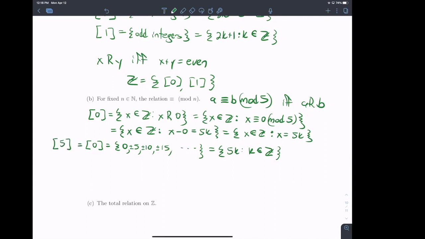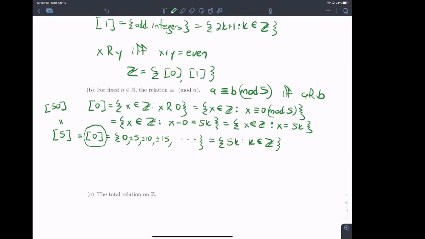In that sense, I could choose equivalent representative 0 to represent that class. I could choose 5. I could choose 50. We could pick anything from that equivalence class, and I'll just say we typically use 0 as a representative of that class. Any questions?